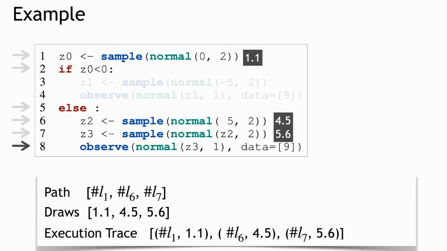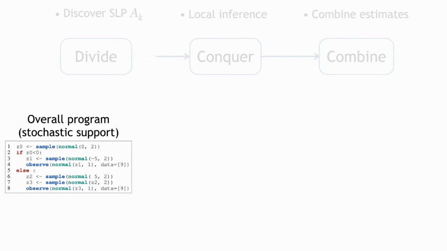Probably you have figured out the rules already. We now formally define a path of a program being the address sequence of the encountered random variables, the draws as the sequence of the values of the random variables, and the execution trace being the address-value pair sequence. We can now use the path to define a straight line program.